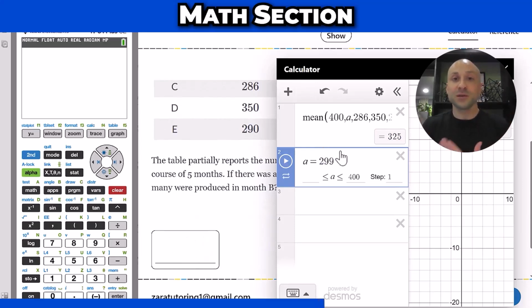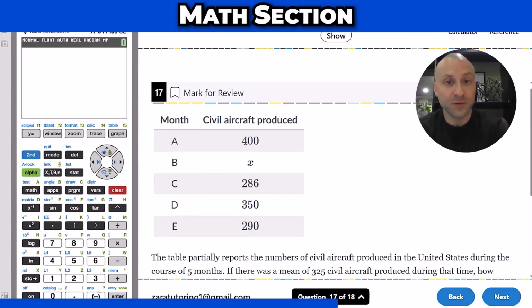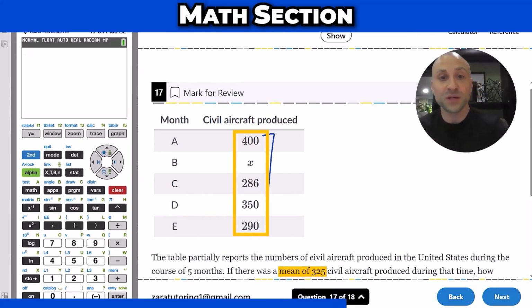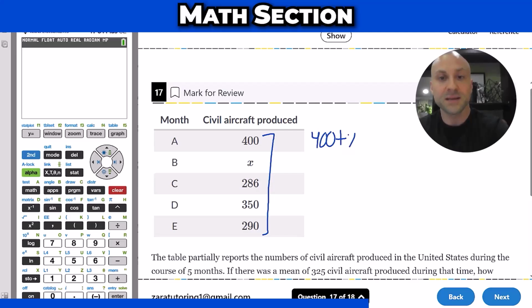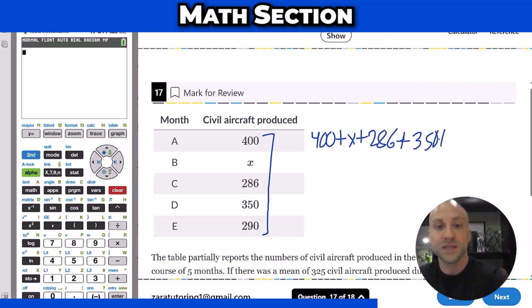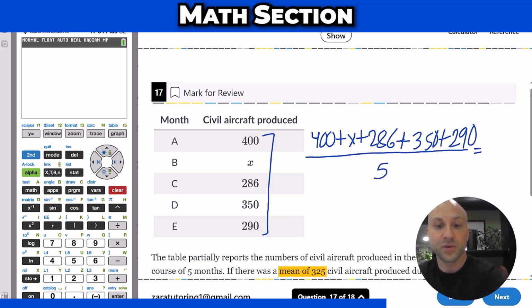However, if you're curious how you would do it by hand, which I'm definitely saying Desmos is easier, by hand what you could do is write out the fact that if these 5 values are going to give you an average of 325, that occurs when you add those 5 values and divide by 5, because an average is the sum of the terms divided by the number of terms. So we have 400 plus X plus 286 plus 350 plus 290, all divided by 5, and we know that average is 325.